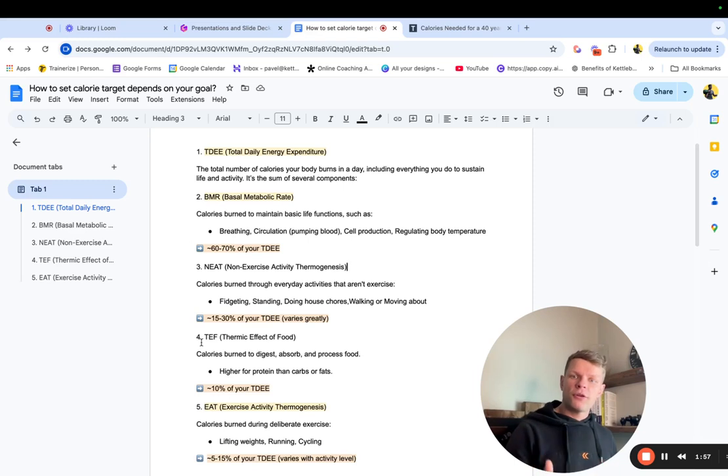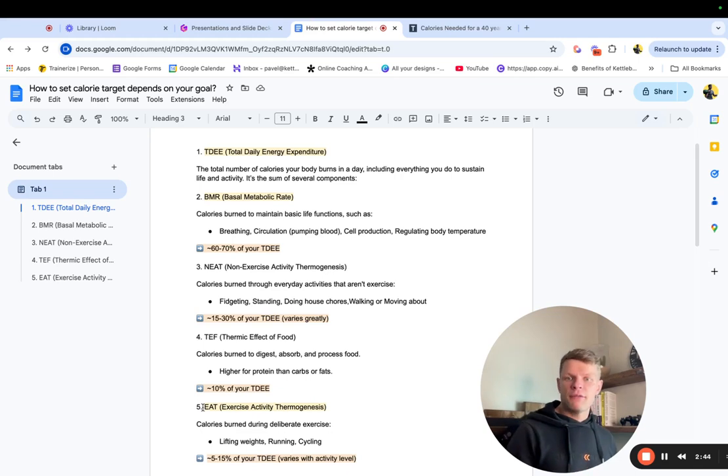And then the thermic effect of food. So the calories burned to digest, absorb, chew, and process the food. Higher protein food will require more calories. So if your diet is high in quality protein, you will burn more calories in comparison to consuming more carbs and fats. So the food we eat matters, and it's super important to try to increase the amount of protein you consume with every meal in order to bump up your TEF.